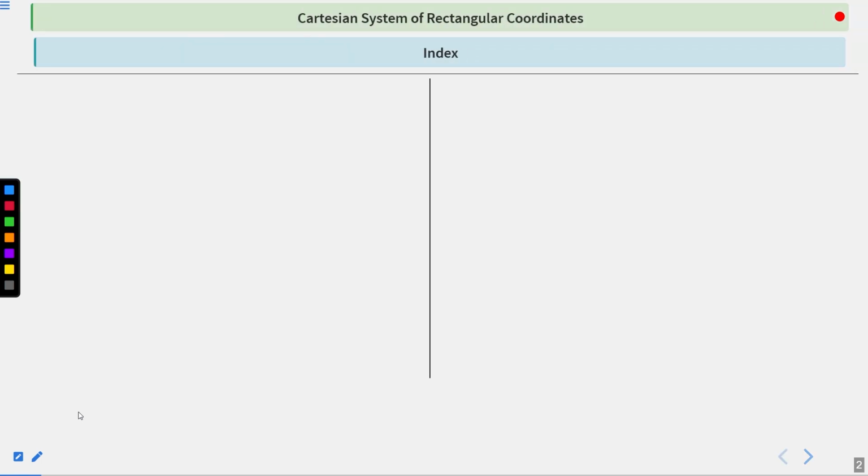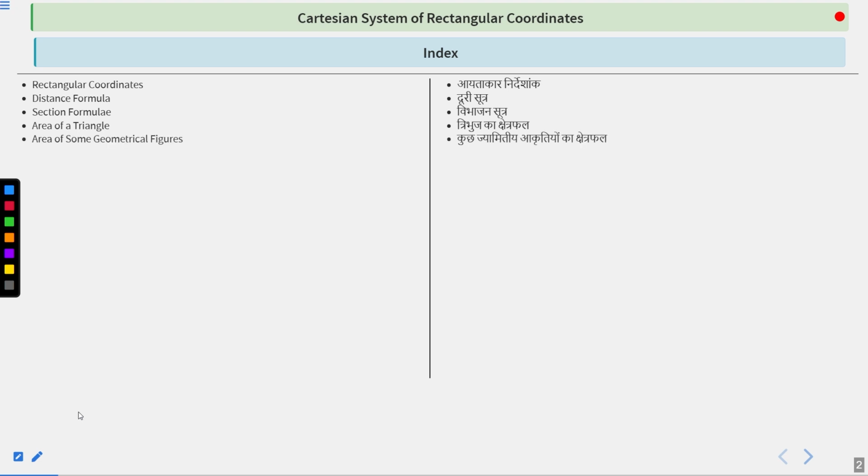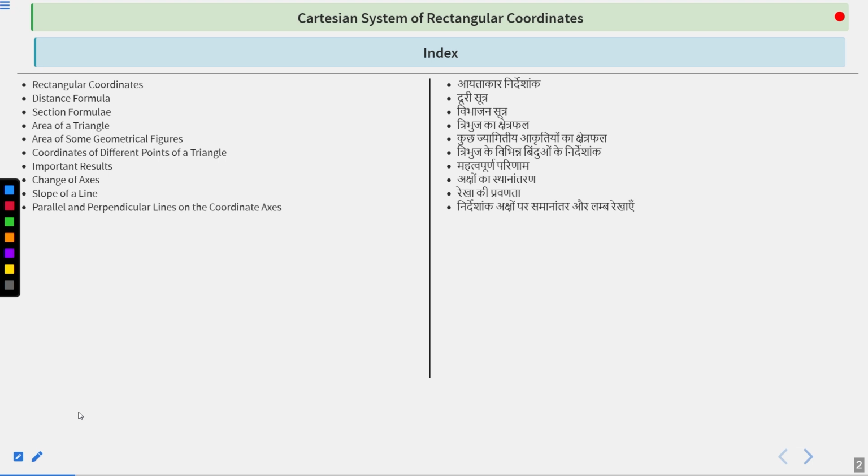In this chapter, we will first study rectangular coordinates. After that, we will discuss the distance formula. We will see the section formula. We will see how we can calculate the area of a triangle when the coordinates of its three vertices are given. Next, we will see the area of some other geometrical figures. We will see coordinates of different points of a triangle. We will see some important rules related to coordinates, changes of axis. Next, we will see the slope of a line, parallel and perpendicular lines on the coordinate axis. And after that, we will see the locus and its equation, right?